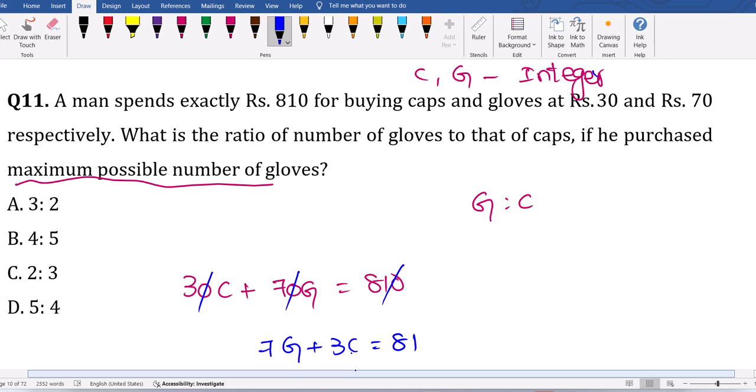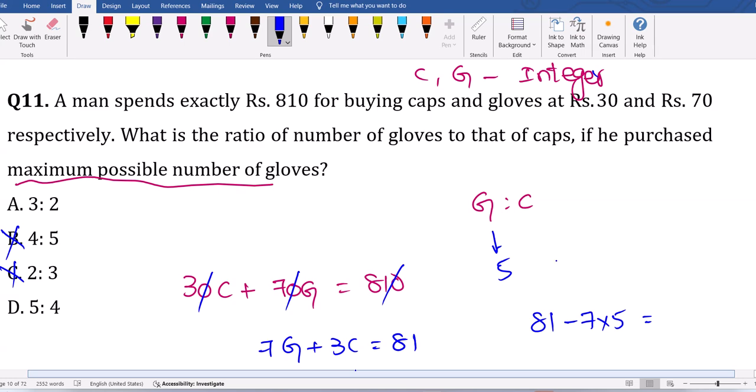Now keep coming down. You can see options you can try. Gloves should be more. We'll try with 5. 5 times 70 is 350, and 810 minus 350 gives 460. Is it divisible by 3?